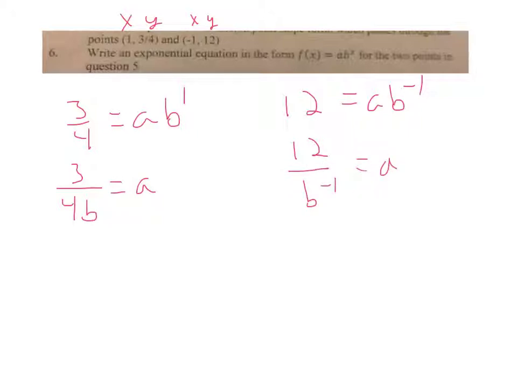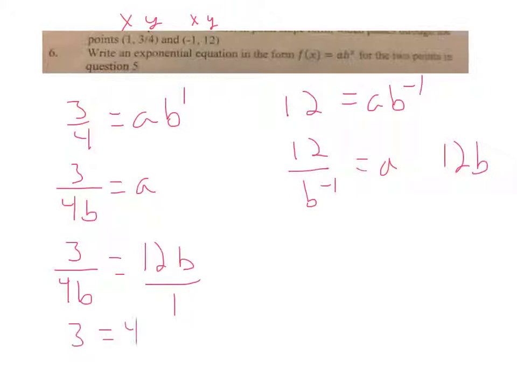Well, b to the negative 1 can be written as 12 times b. So then I'm going to say 3 over 4b has to equal 12b, because if a is the same in both equations, I can set them equal. I'm going to write the cross products. So 3 equals 48b squared. So then I'm going to divide both sides by 48. So 3 over 48 equals b squared. Well, 3 over 48 is 1/16. And then if I take the square root of both sides, that tells me b equals 1/4.